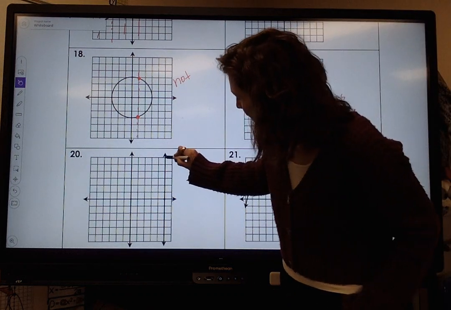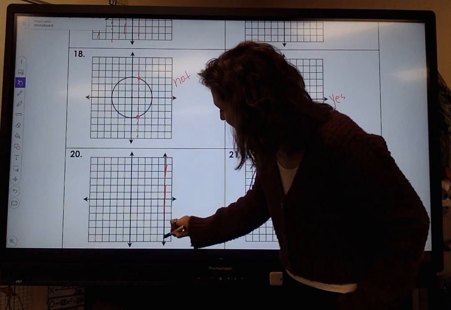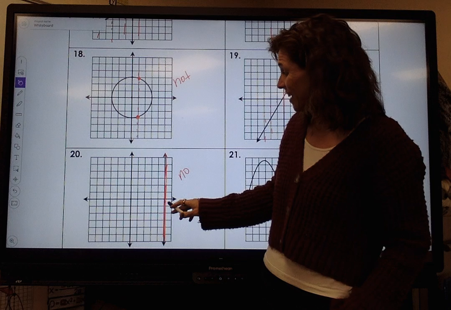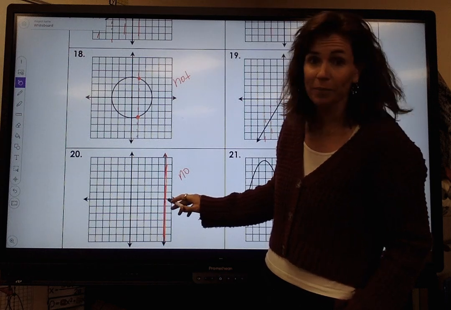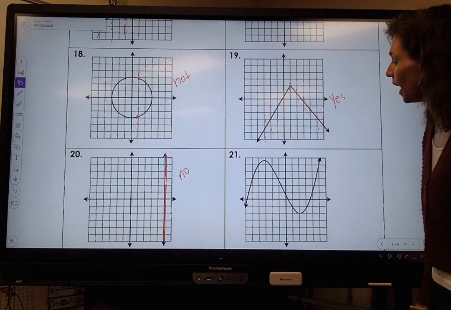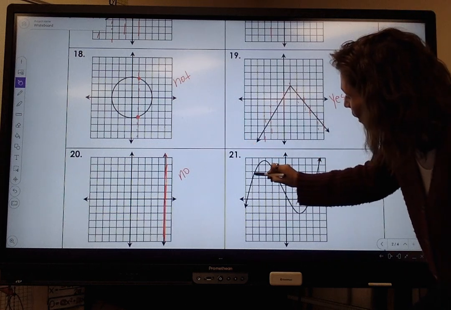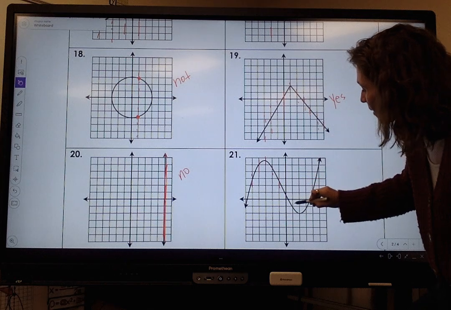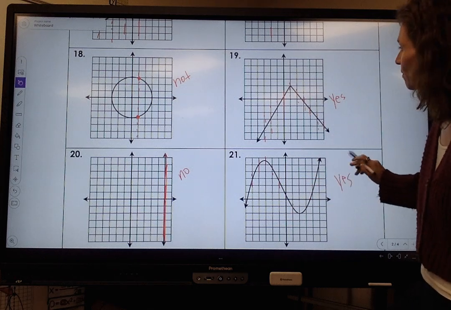Look at this, number 20. No, it's not a function. It's intersecting it all the time. So no, it's not a function. In fact, that is x equals something. X is always going to be equal to 5. So no, can't repeat, not a function. 21, your vertical line, it is never going to intersect this graph at more than one time. So yes, this is a function.